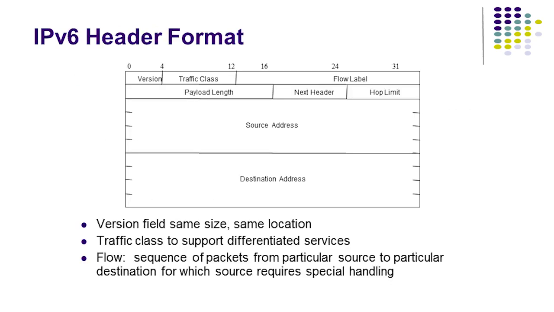The IPv6 header consists of a required header and an optional extension header. The format of the basic header is shown in the figure. The traffic class is intended to support differentiated services. The flow label field can be used to identify the quality of service requested by the packet. In IPv6, a flow is defined as a sequence of packets from a particular source to a particular destination for which a source requires special handling by the intervening routers.